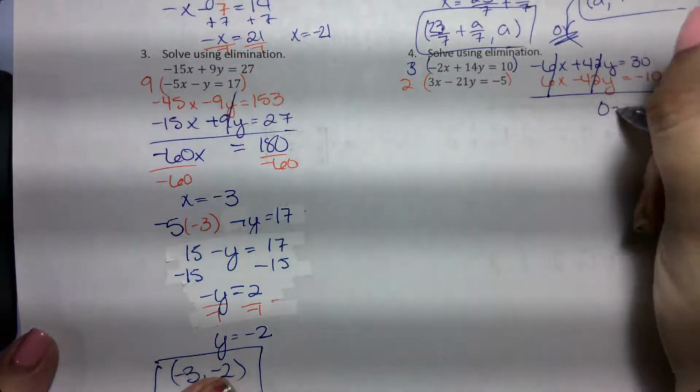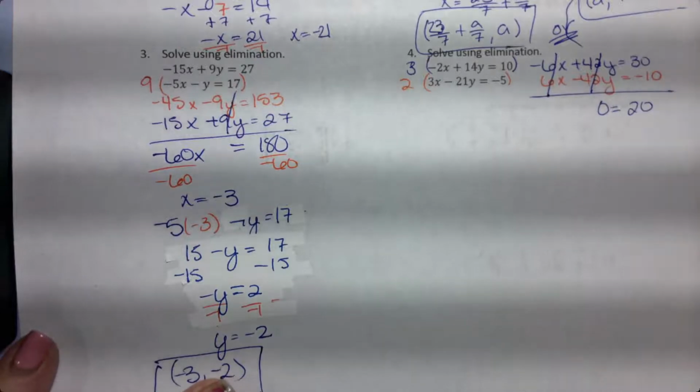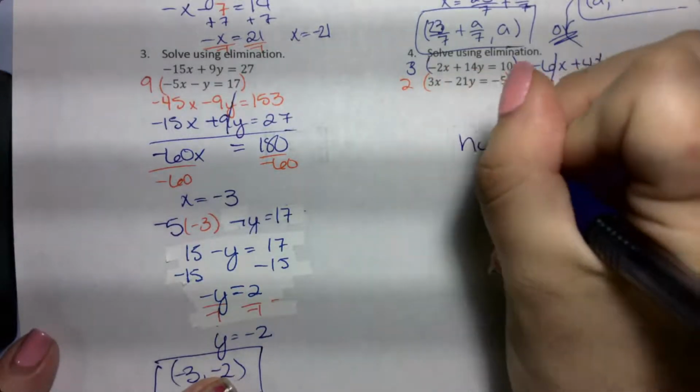So I have 0 on the left. 30 minus 10 gives me 20. This one has no solution.